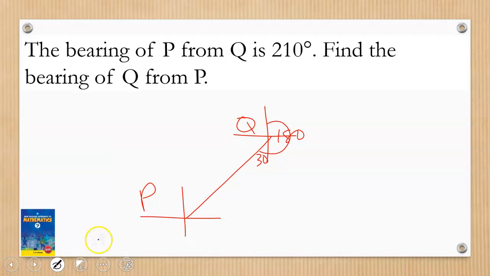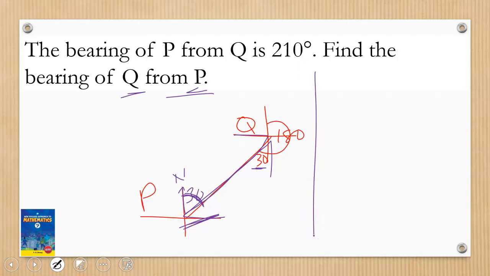All right, so how do we find the back bearing, the bearing of Q from P? That means from P, we are going to look at the north pole of P and read the angle clockwise to meet the line. And so if this small angle here is 30, then the corresponding or alternate angle here will also be 30. That means the bearing of Q from P is 30 degrees.